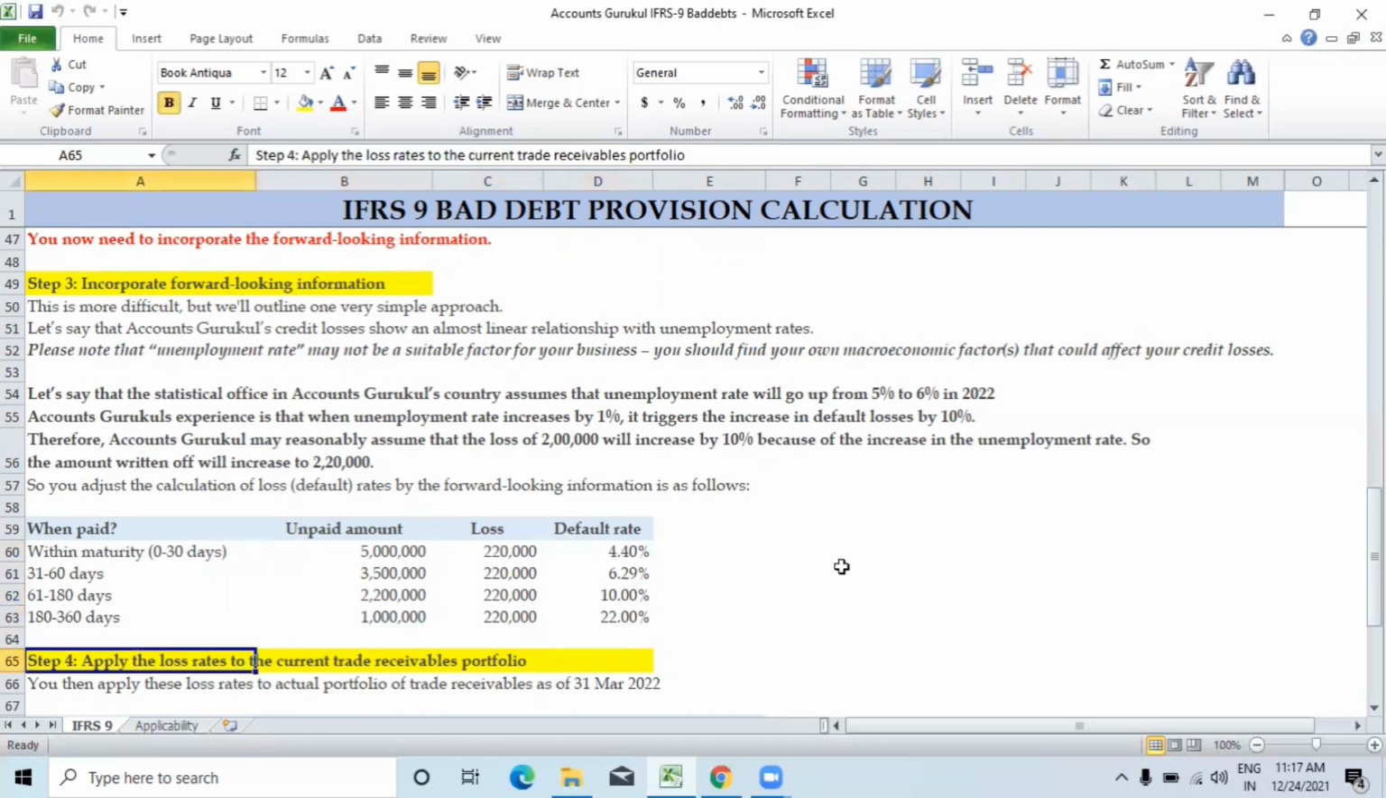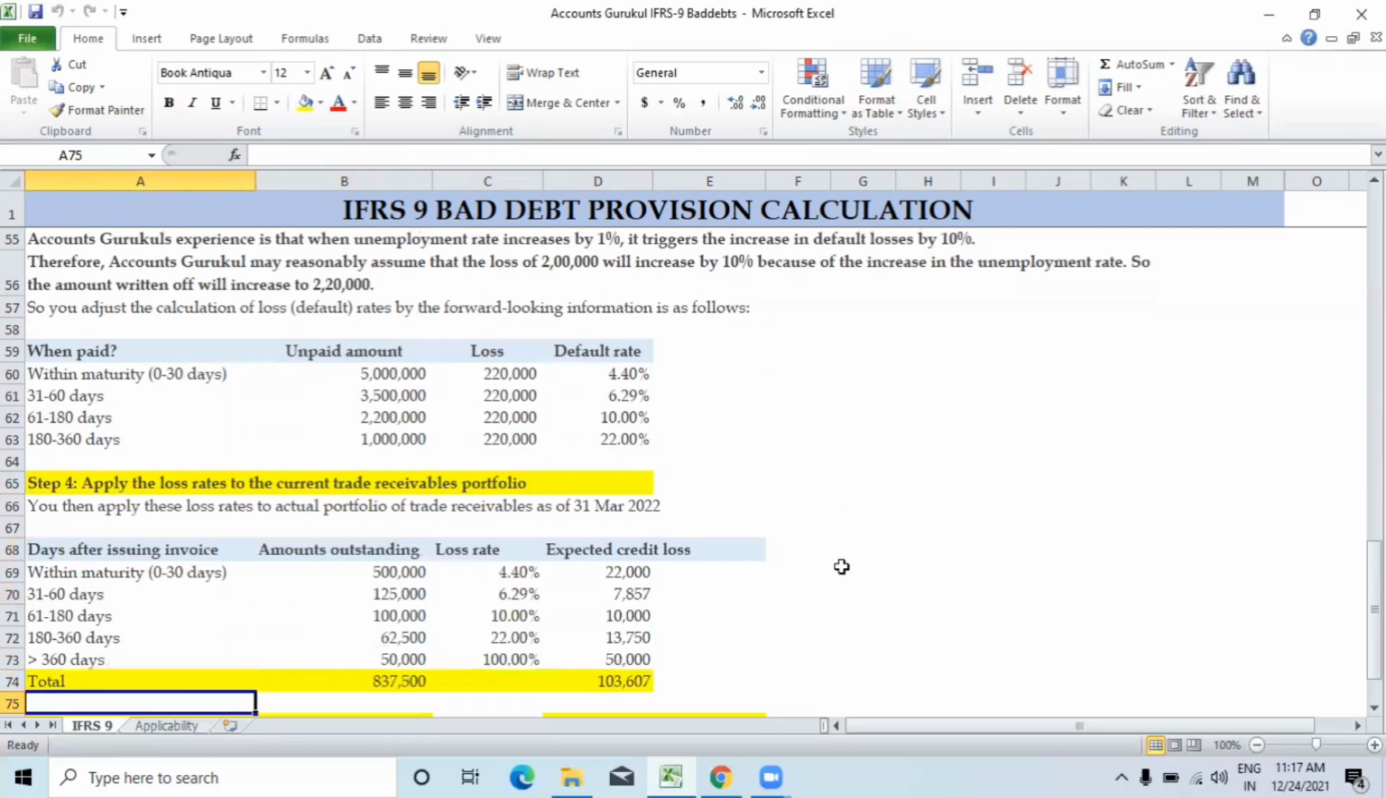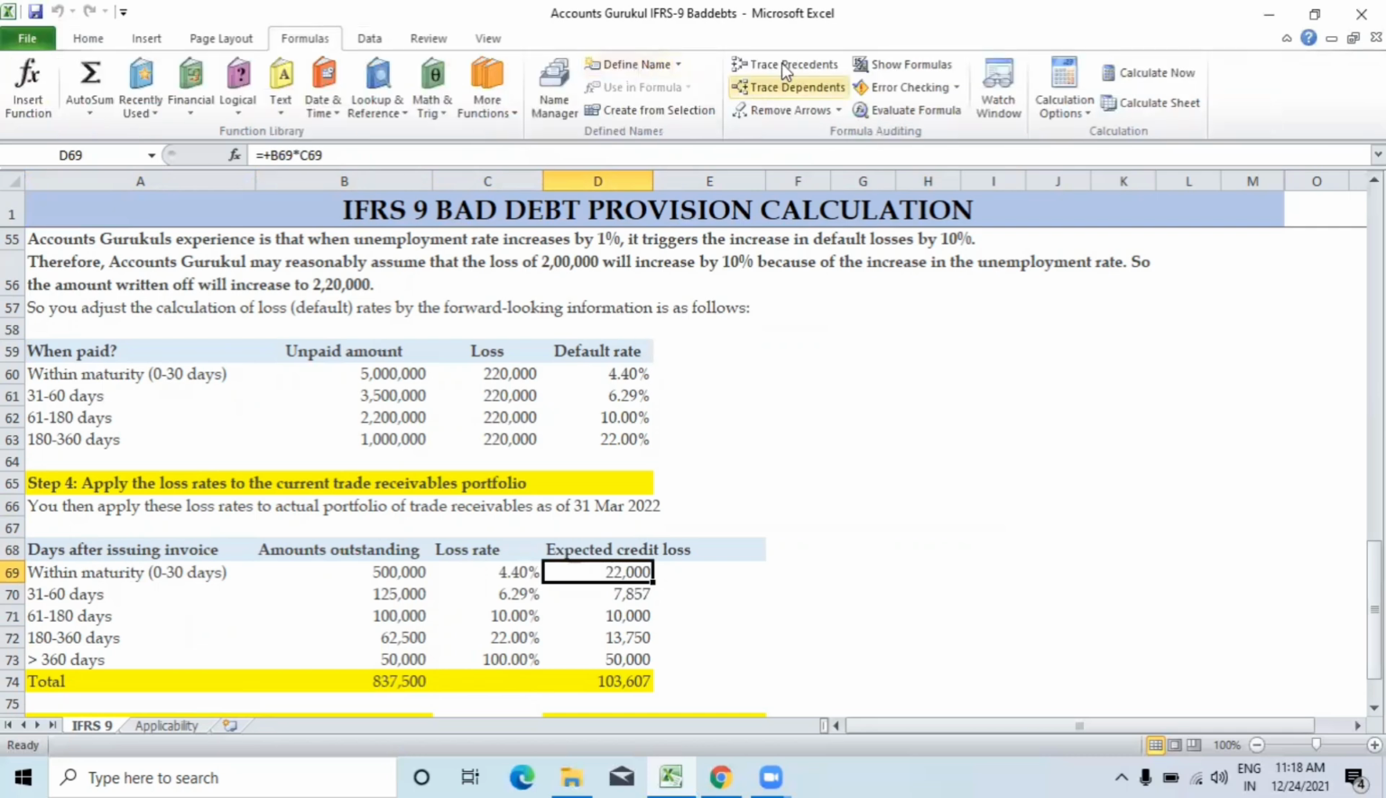Now, the last stage, apply the loss rates to the current trade receivables portfolio. You then apply these loss rates to the actual portfolio of trade receivables as on 31st March 2022. So this is our actual outstanding of 8,37,500, and within the maturity is 5 lakh. Then the loss rate is 4.40%. Then expected credit loss is 22,000.